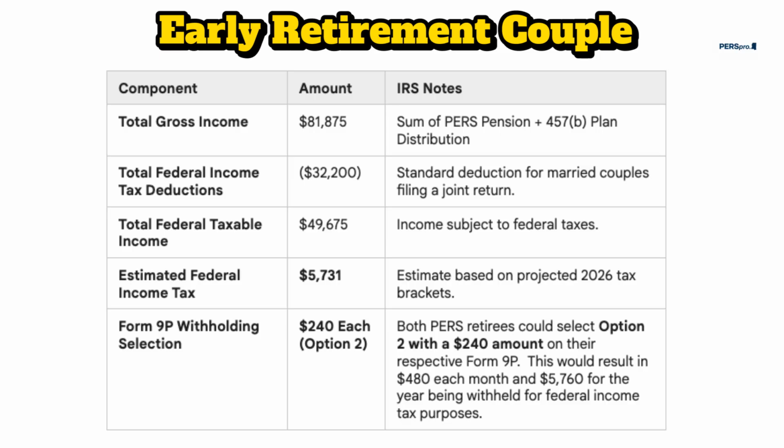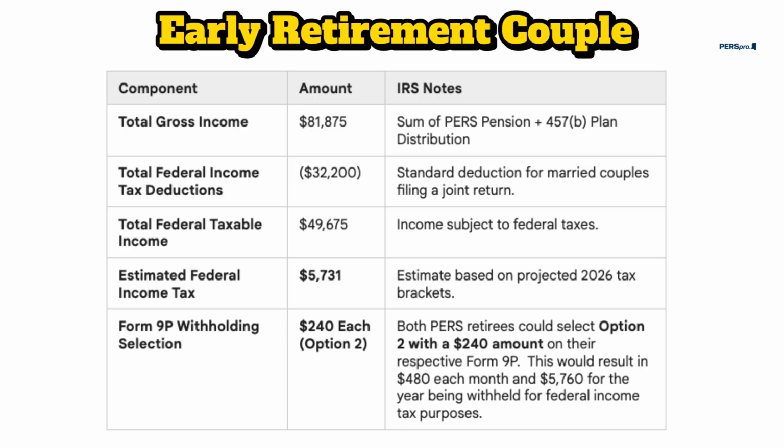Next, our couple is taking the standard $32,200 federal income tax deduction for a married couple filing a joint return. This drops the household's federal taxable income down to $49,675, leaving them with an estimated federal income tax liability of $5,731.